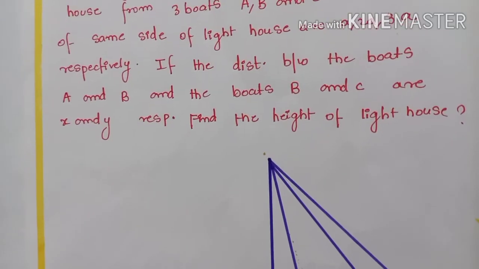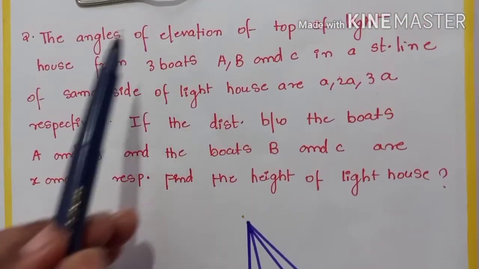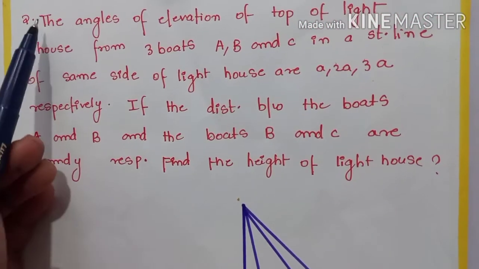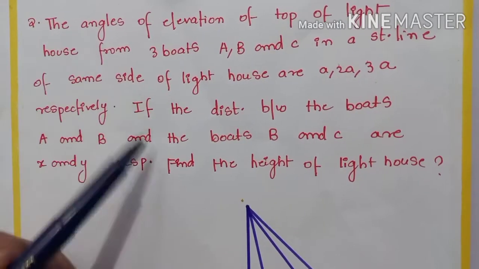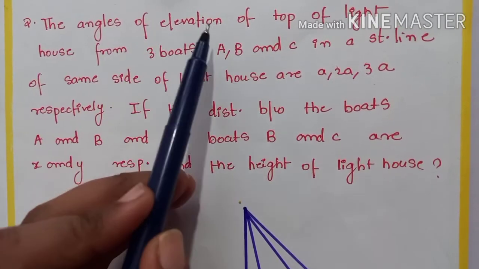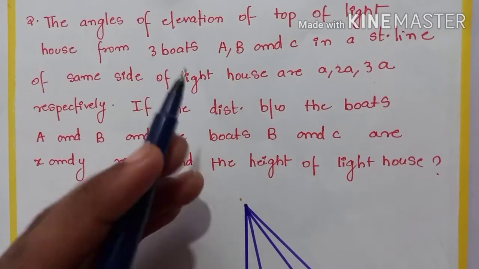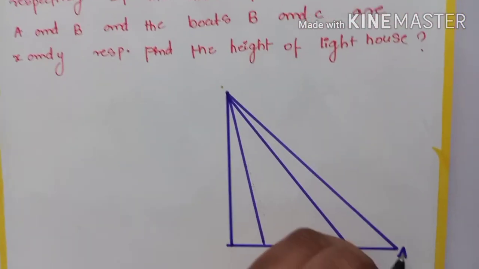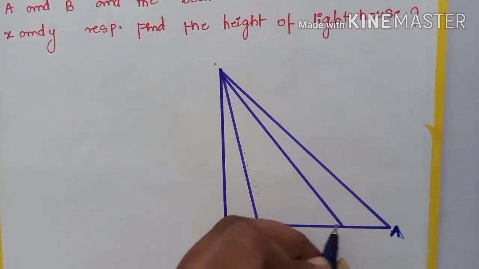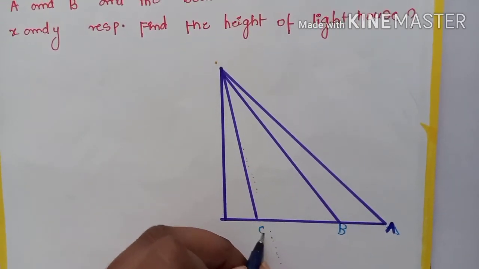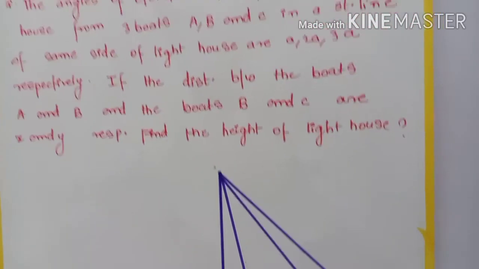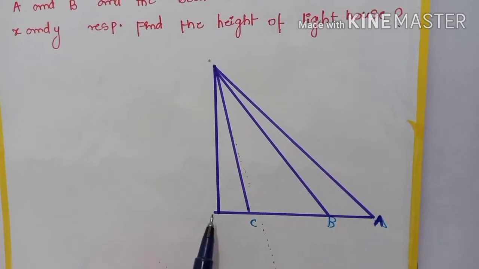Now the solution here, given this is a very difficult question. First, if you understand the question, the solution will be easy. The angles of elevation of the top of a lighthouse from three boats are A, 2A, 3A. So let us mark this as A. First one is A. Now the second one B and C, in a straight line. So we have marked it in a straight line with the same lighthouse.